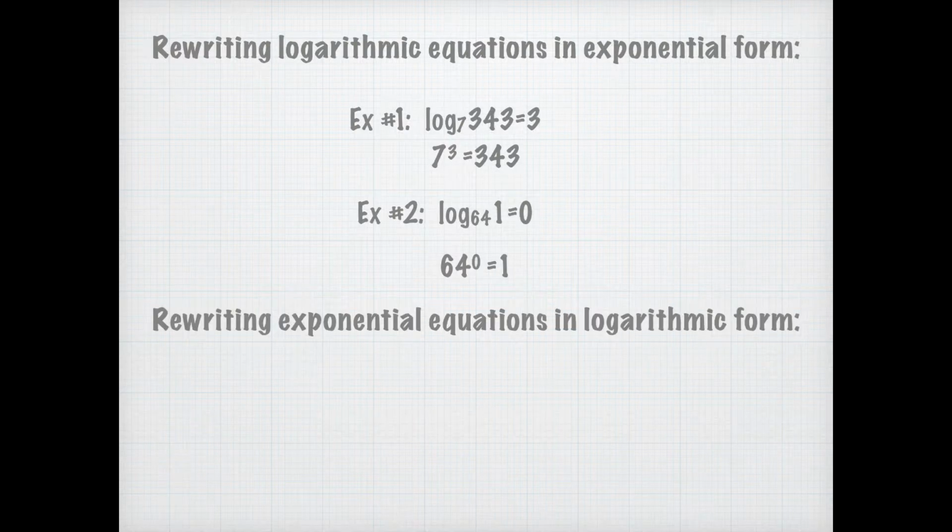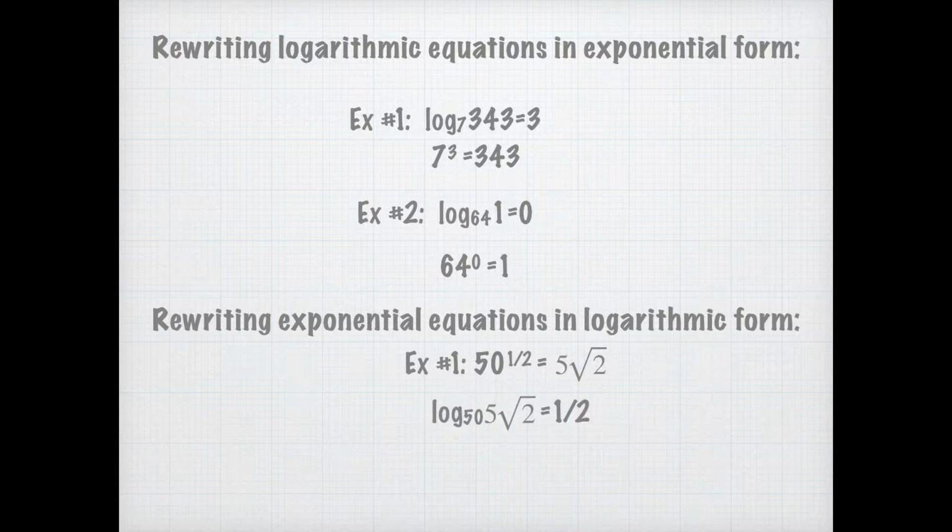In contrast, if we were asked to rewrite the exponential equation in logarithmic form, this is a little bit more tricky, but we can still do it. Remember, 50 is your base, so it would be log base 50. And then since it's raised to the half, that's what's going to be on the other side of the equal sign. And then it's going to be 5 root 2. So it would end up being log base 50 of 5 root 2 equals 1/2. And if you do the reverse of that, put it back into exponential form, you'll see that that matches up.